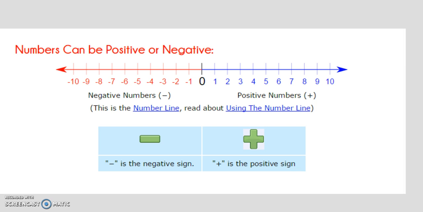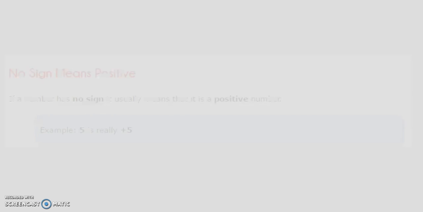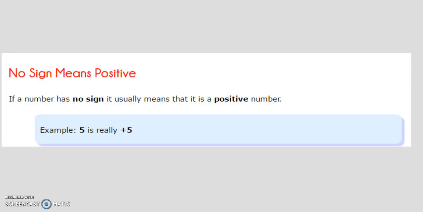A negative number must have a negative sign in front of it. However, a positive number may or may not have the positive sign in front of it. If there is no sign in front of a number, it means that the number is positive. An example is you might see the number 5. If you just see the number 5 with nothing before it, it means it is a positive 5. However, it is important to keep in mind that a negative number must have a negative sign in front of it.